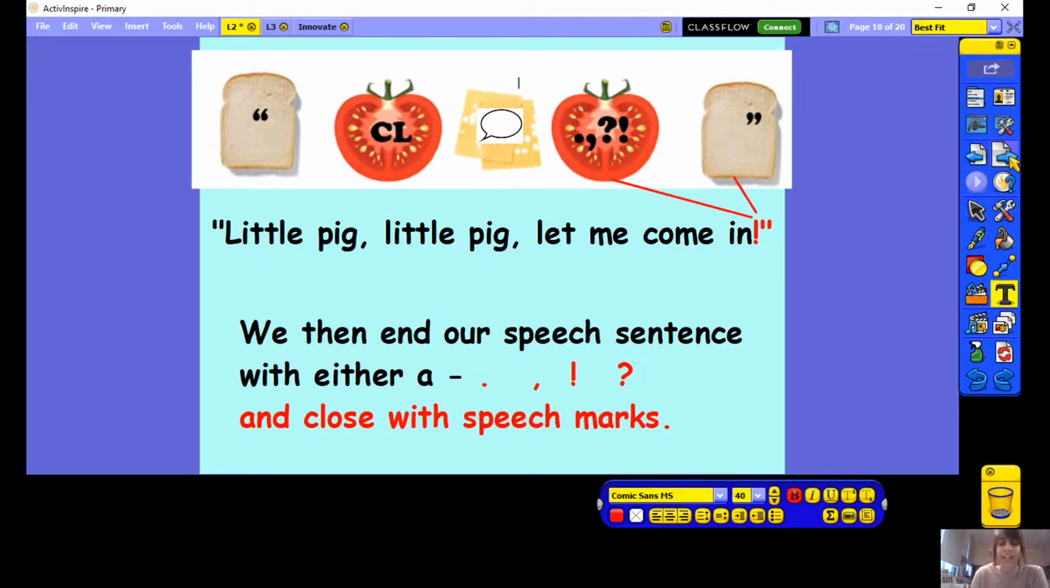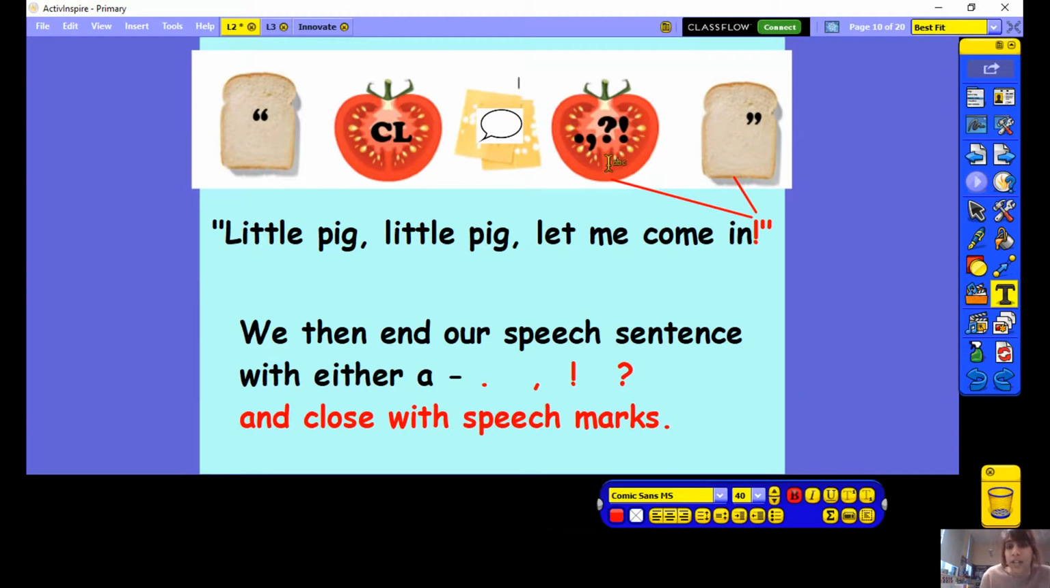So remember, open with the speech marks, add the capital letter, the cheese was my speech, and then I have to end my sentence with the correct punctuation. So that's either going to be a full stop, a comma, a question mark if you were asking a question, or an exclamation mark if the character was saying something with a lot of feeling.